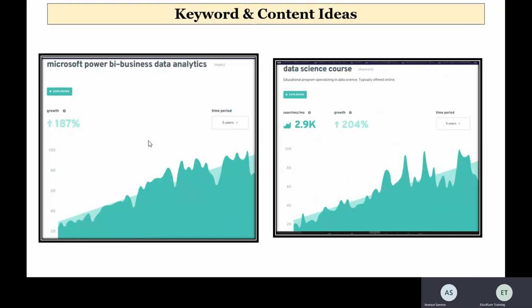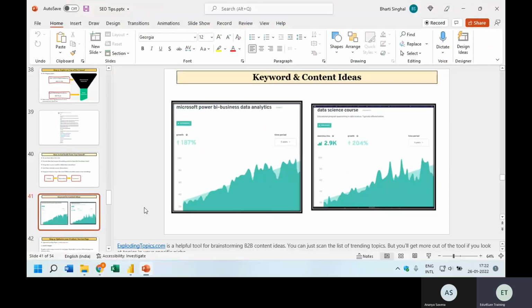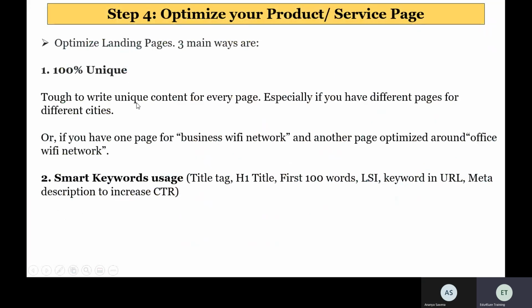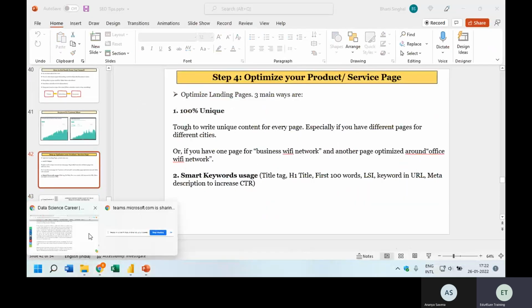And you found this out from SEMrush? No, no, no. This is simple. Let me check one thing. Explodingtopics.com. I have written it in the PPT, below there. I am writing it here as well. I'm just showing you over here.